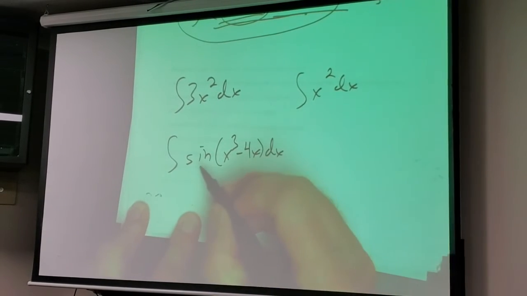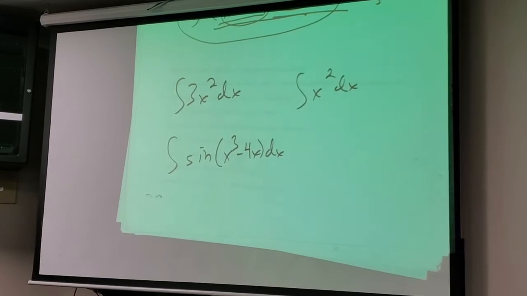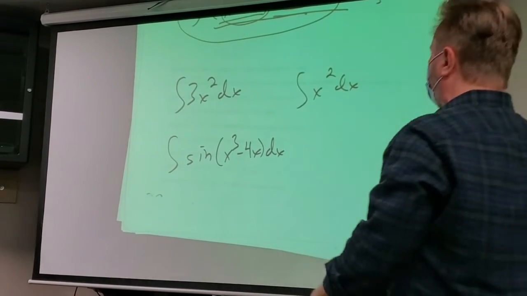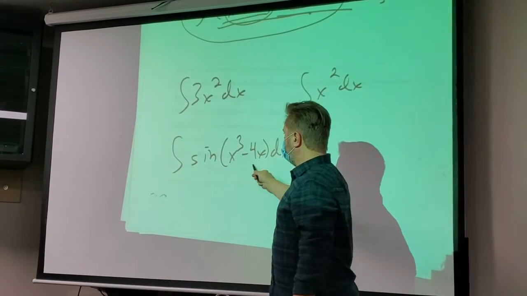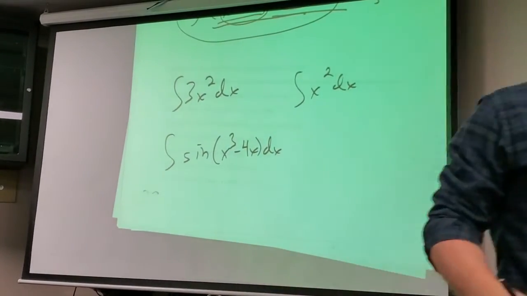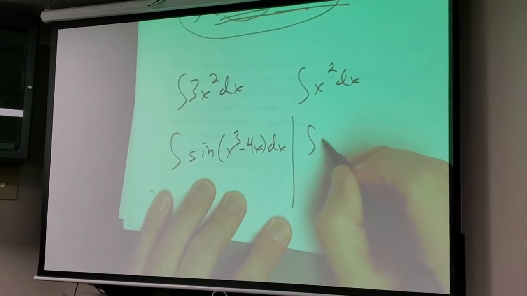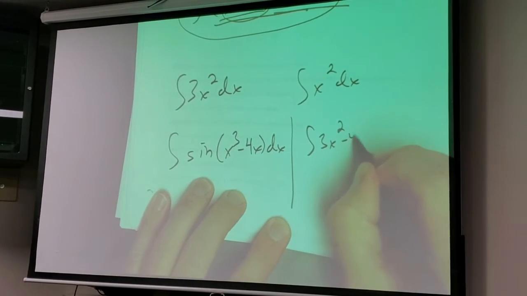Because the integral of sine of something should be cosine of something. But what is it missing? What is this missing to be doable? It's missing the chain rule piece. So this integral is completely doable. You can do it, Jeff. There you go, buddy.